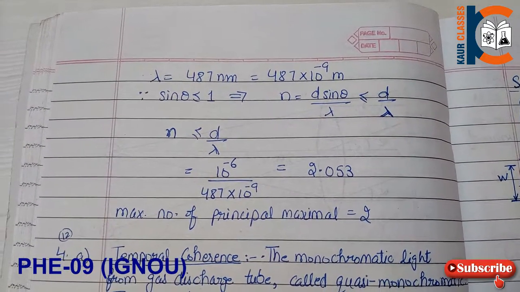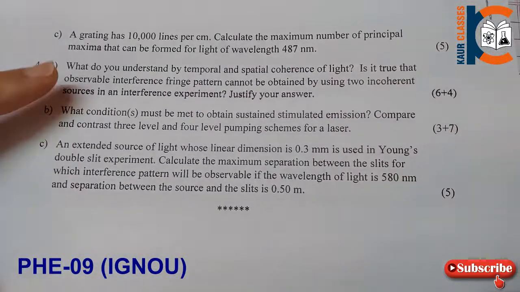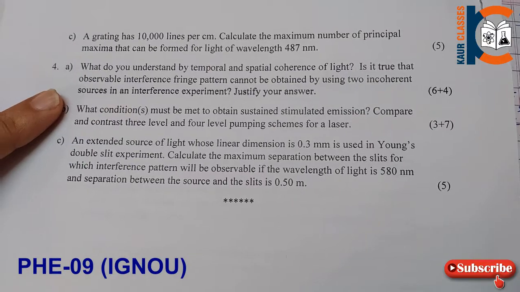This is maximum number of principal maxima. Next, question number 4. What do you understand by temporal and spatial coherence of light?